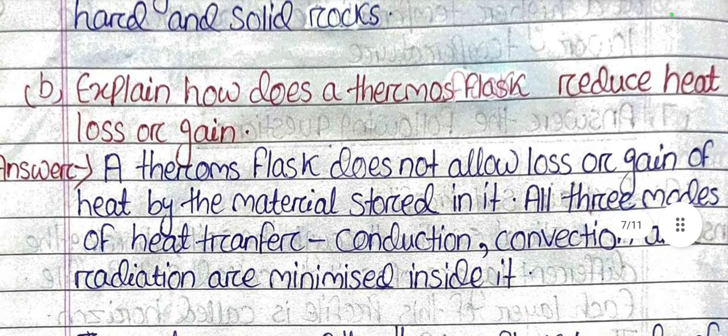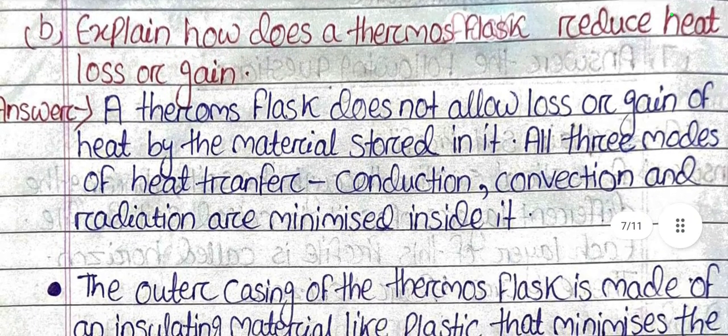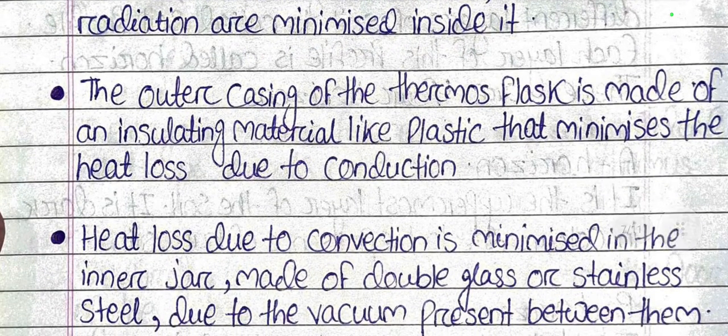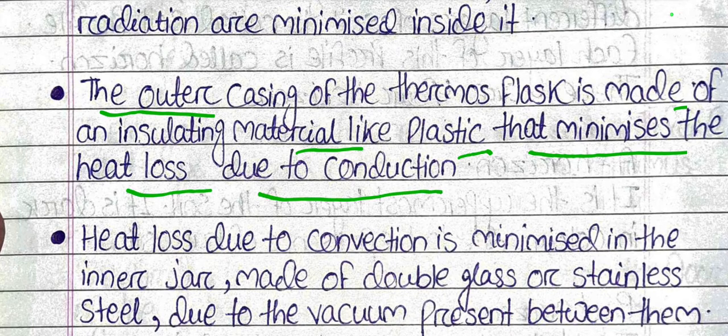Then question number B. Explain how a thermos flask reduces heat loss or gain. A thermos flask does not allow loss or gain of heat by the material stored in it. All three modes of heat transfer, conduction, convection, and radiation, are minimized inside it. The next point, the outer casing of the thermos flask is made of an insulating material like plastic that minimizes the heat loss due to conduction.